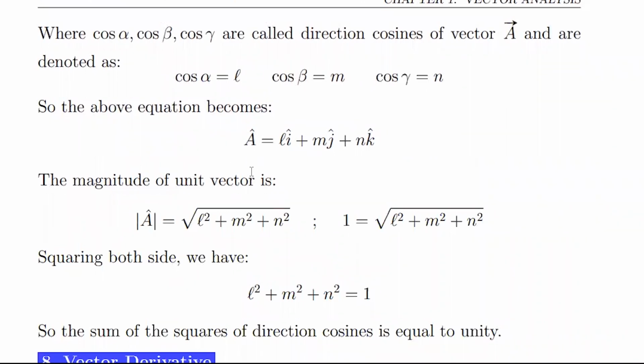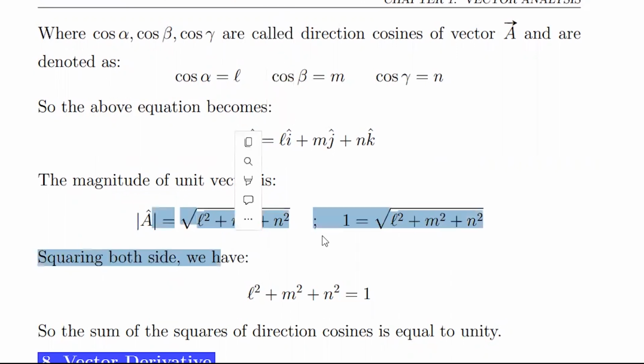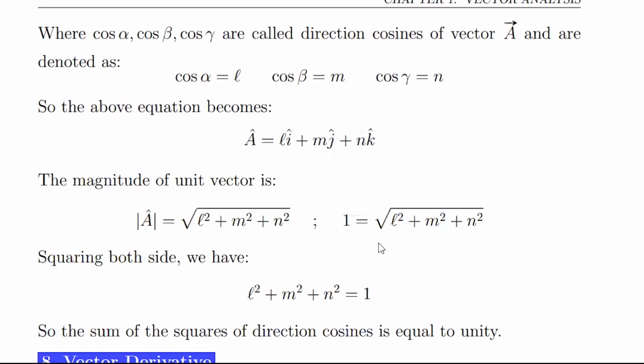Similarly, if we take the magnitude of both sides, this will equal l square plus m square plus n square. And this one is a unit vector having magnitude 1. That's why we write it equal to 1. If we take the square, l square plus m square plus n square is equal to 1. In the exam, mostly this question is written in the form of a derivation. Sometimes students are asked to show that l square plus m square plus n square is equal to 1.